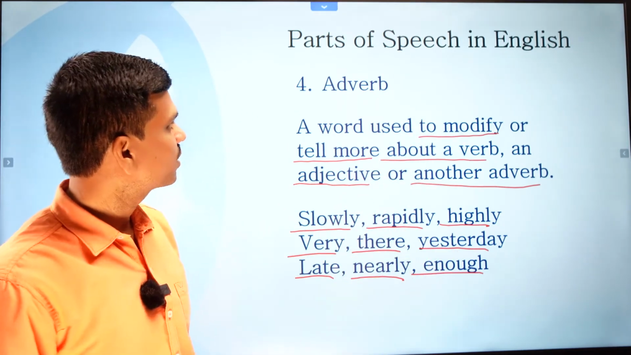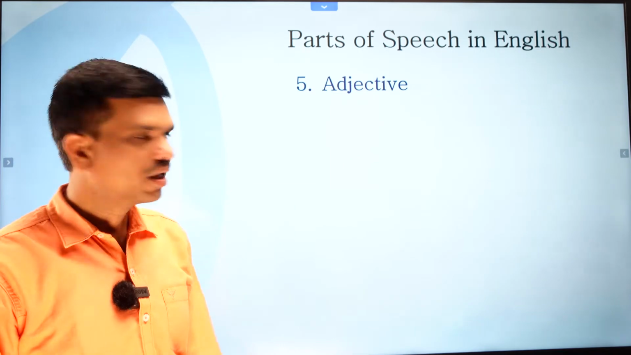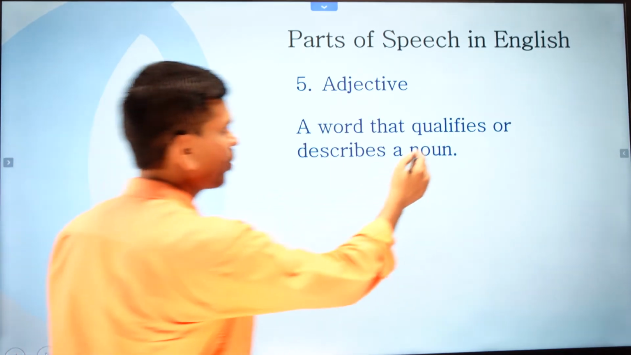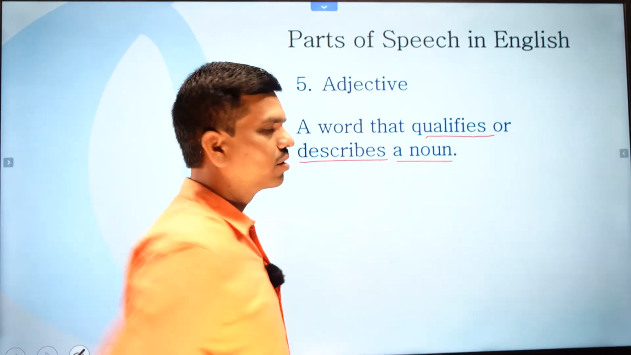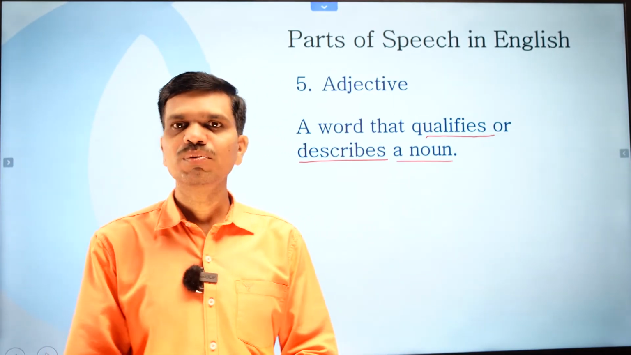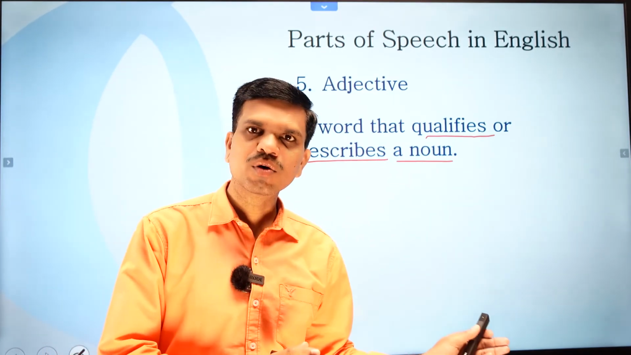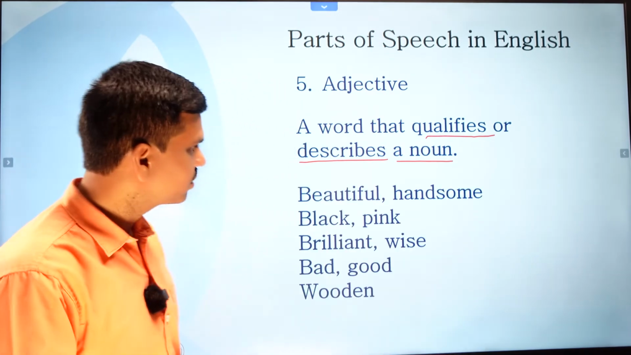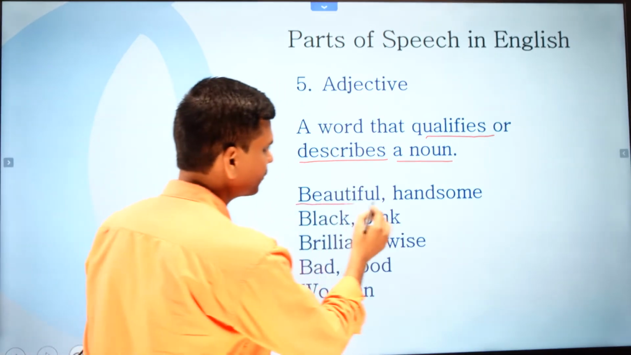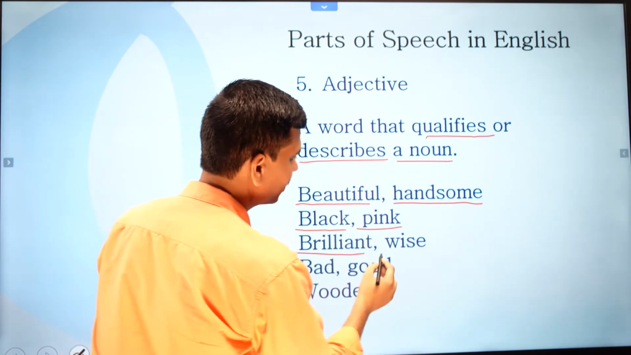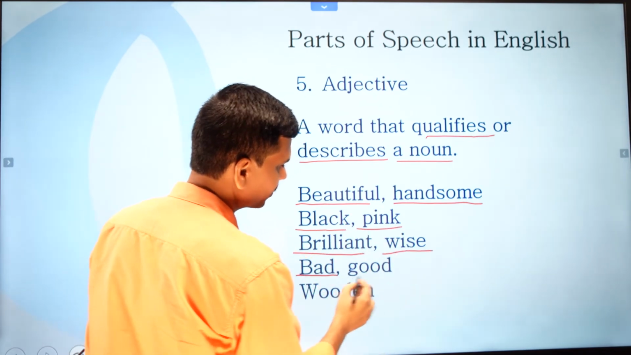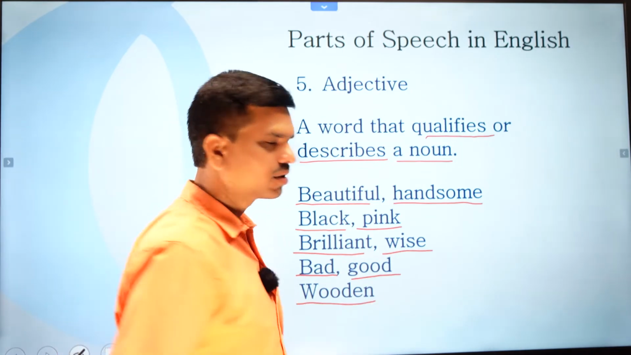So let's move next. Number 5, we have adjective. So adjective is a word that qualifies or describes a noun. The word which give more information about noun is called adjective, and the examples are beautiful, handsome, black, pink, brilliant, wise, bad, good, wooden. All these are adjectives.